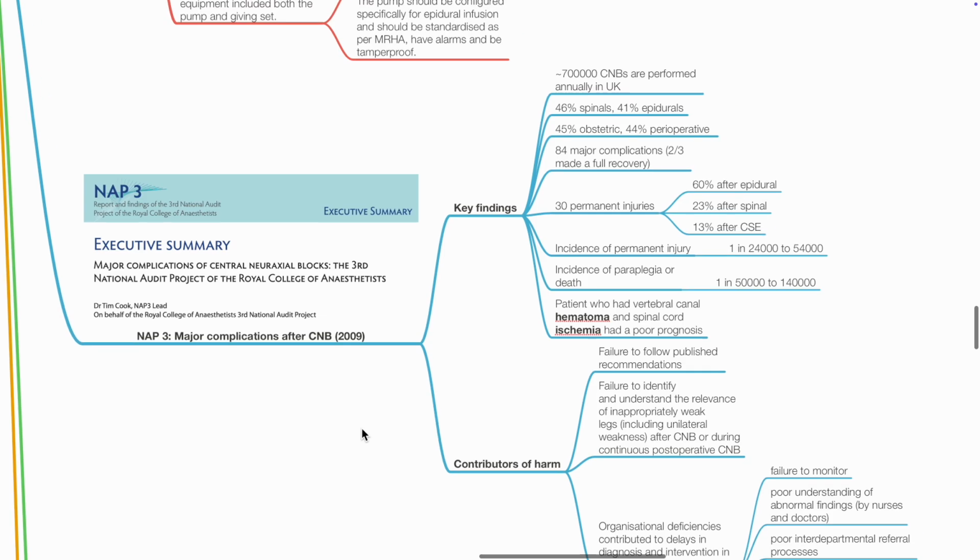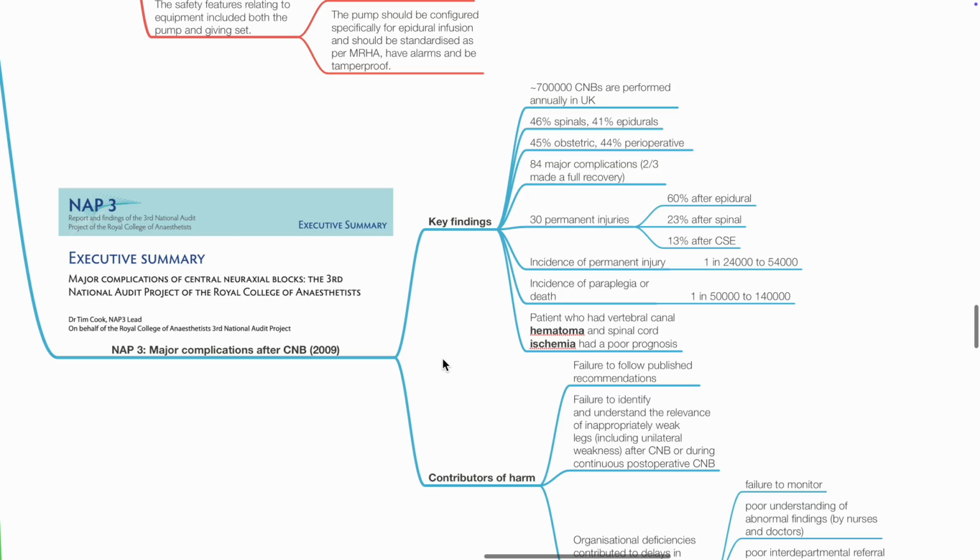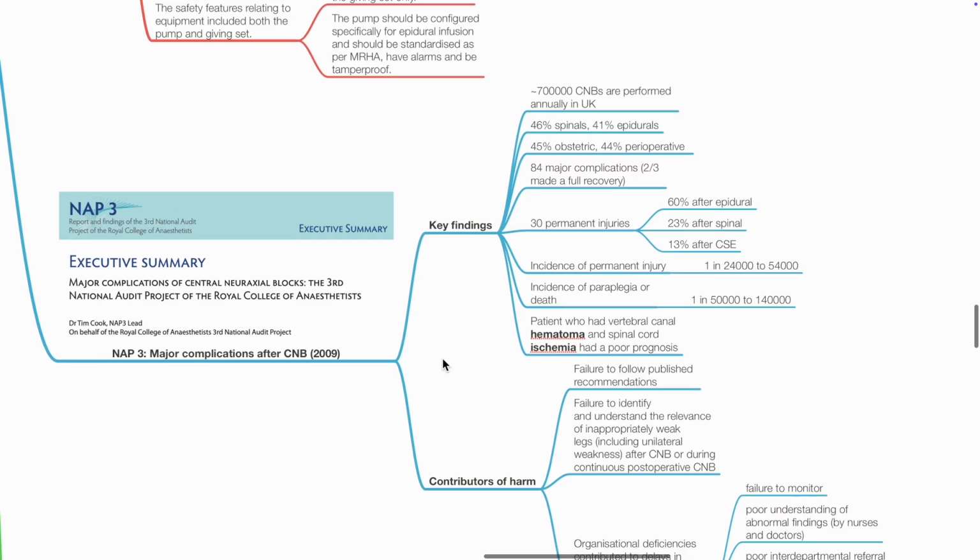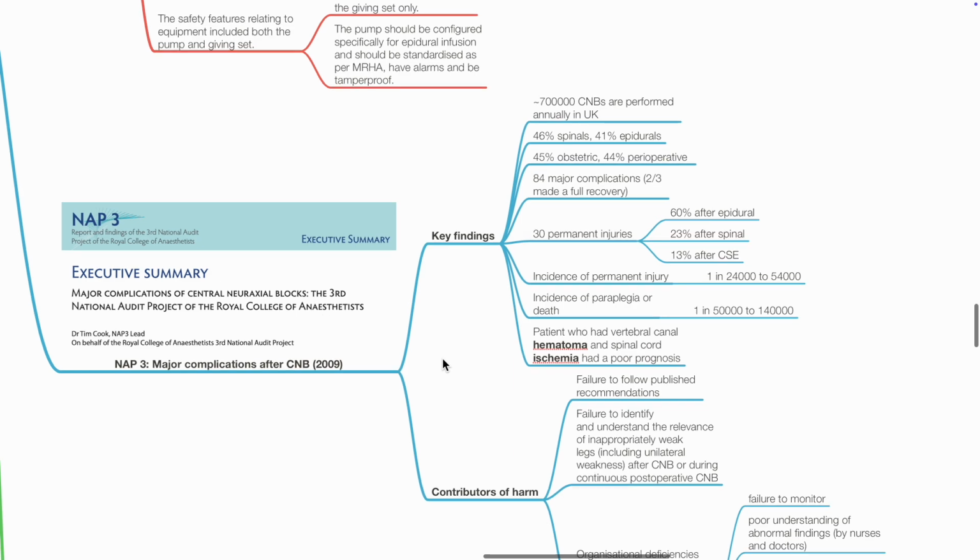Key findings: 700,000 CNBs are performed annually in the UK, 46% are spinals, 41% are epidurals, 45% are for obstetric indications, and 44% for perioperative indications. 84 major complications were identified, 2/3 made a full recovery.